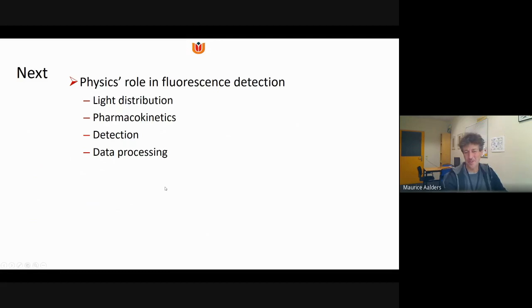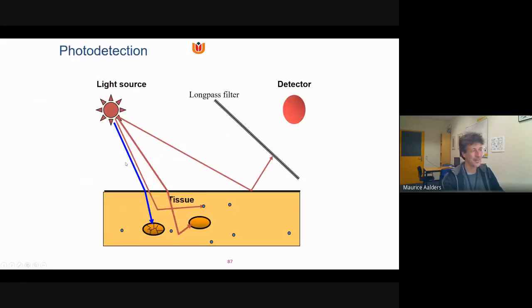Okay, so I will just talk more about also the physics around this light distribution, about pharmacokinetics that we have to take into account, the detection and the data processing. So same thing as we've seen before about the reflection spectroscopic imaging. Fluorescence imaging also has a light source and a camera, but we're not looking at the same wavelengths that are emitted by the light source. We're looking at the fluorescence light that's generated by the molecules in the object that we're looking at.